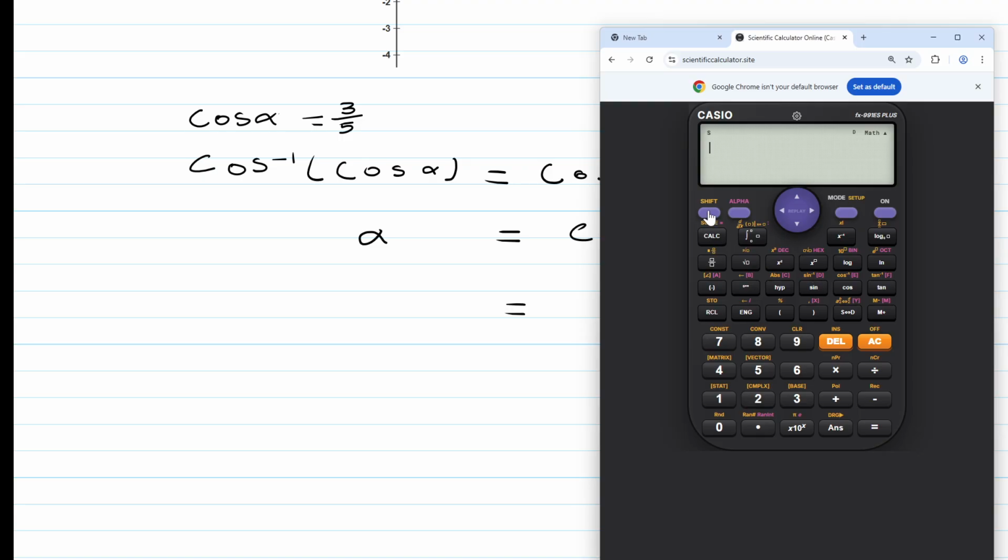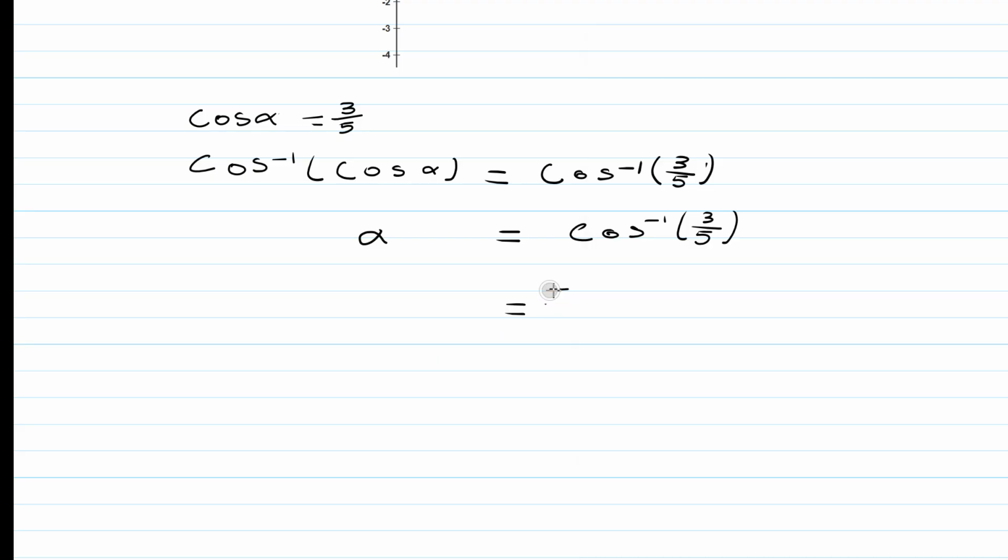We say shift, then we press the cos button to bring us the arc cos, which is shown in orange at the top there, and then we can put in the ratio, which is 3 divided by 5, and that yields an angle of 53.1 degrees.